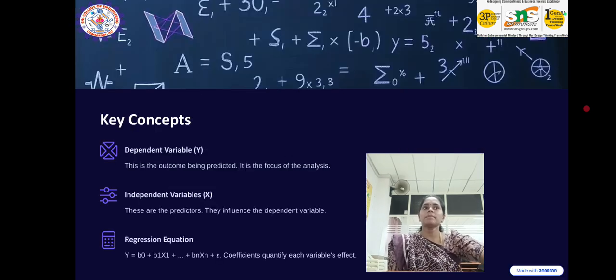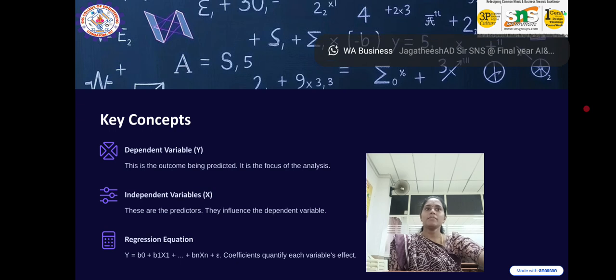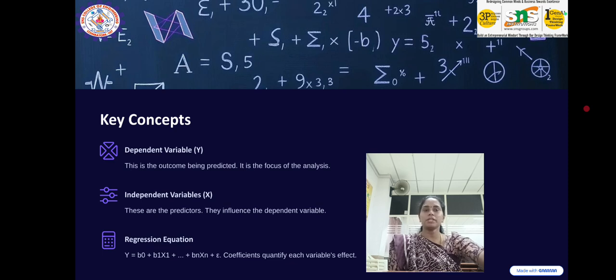And the key concept is, in multiple regression, the variables play specific roles. The dependent variable, denoted as y, is the primary focus. It is what we seek to predict or explain. In business, it might be sales revenue. In healthcare, it could be blood pressure. In education, student test score. The independent variables are the predictor or input variables that are believed to influence the dependent variable.